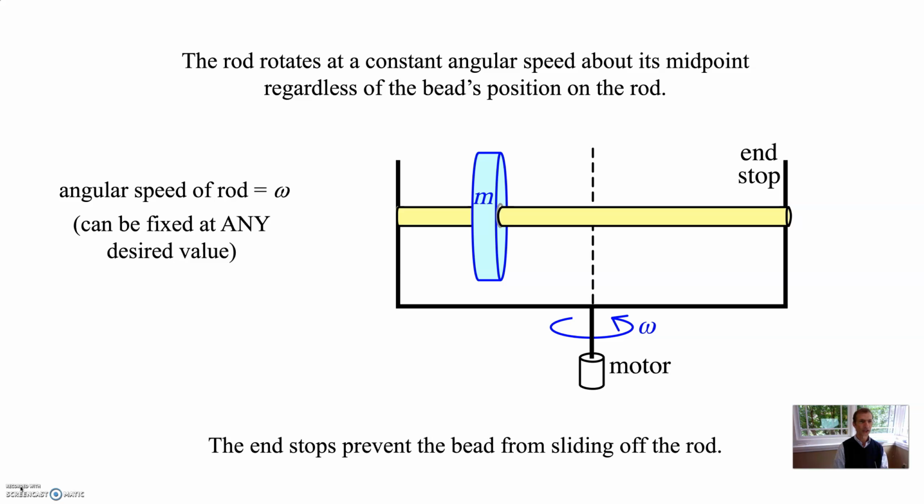So we'll call the angular speed of the rod omega, and we'll assume the motor is variable speed, so we can adjust omega to be any fixed value you want. And we have end stops to prevent the bead from sliding off the two ends of the rod.